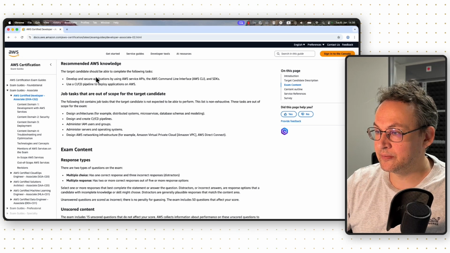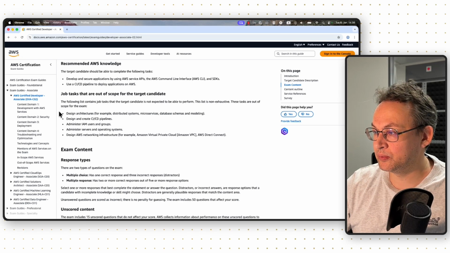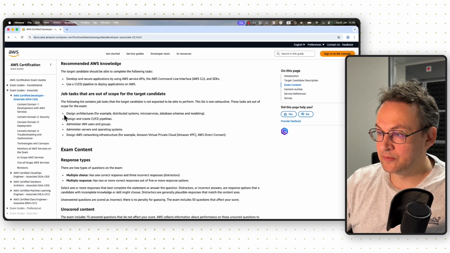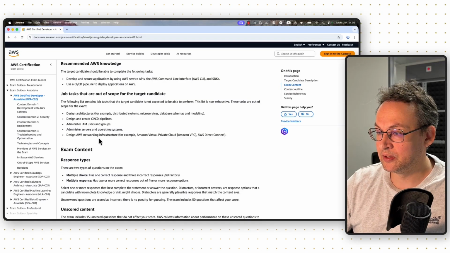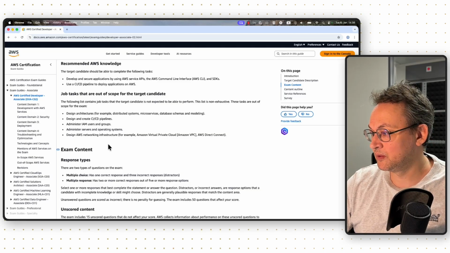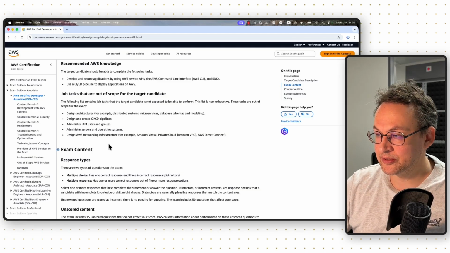What is interesting, they also have out-of-scope requirements for the exam. For example, you're not expected to design architectures, design and create CI/CD pipelines, administer IAM users and groups, administer servers and operating systems. And you're not expected to design AWS network infrastructure as well.